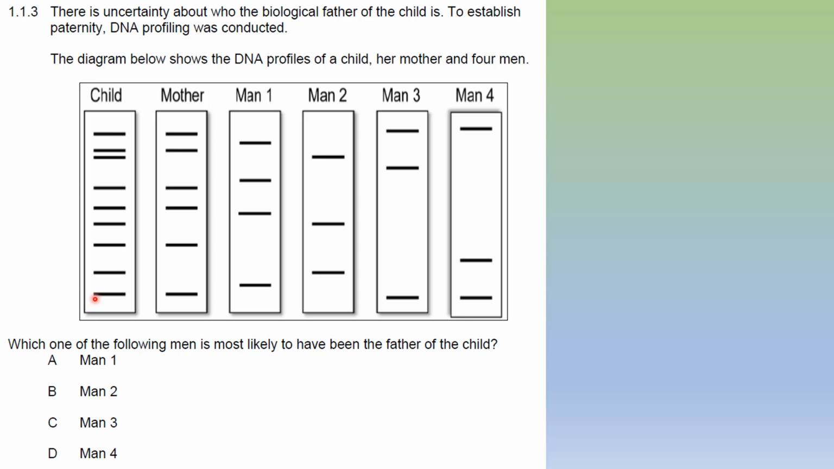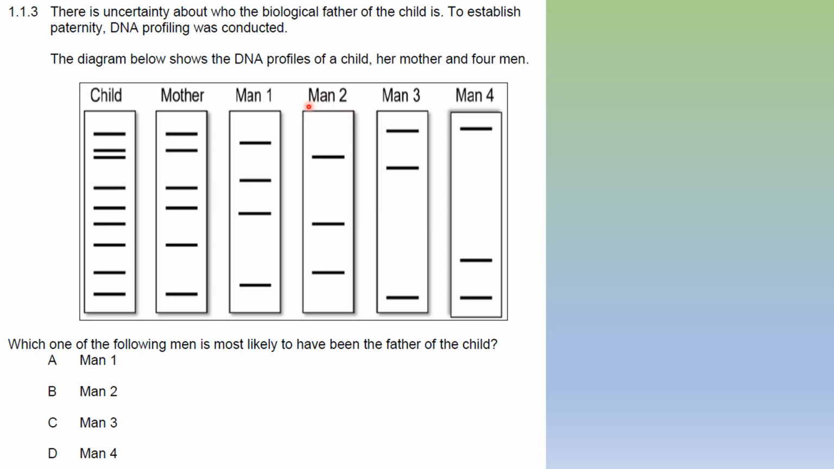We know for sure that the mother is the mother. So wherever there is a corresponding bar between the child and the mother, we tick off. So that's ticked off, that's ticked off, these are ticked off. So what's remaining? That's remaining, that's remaining, and that's remaining. Then we go across. If that's remaining, that's there. That's remaining, that's there, and that's remaining, that's there.